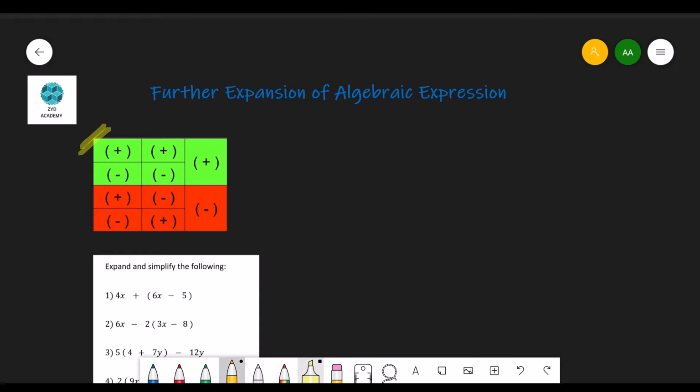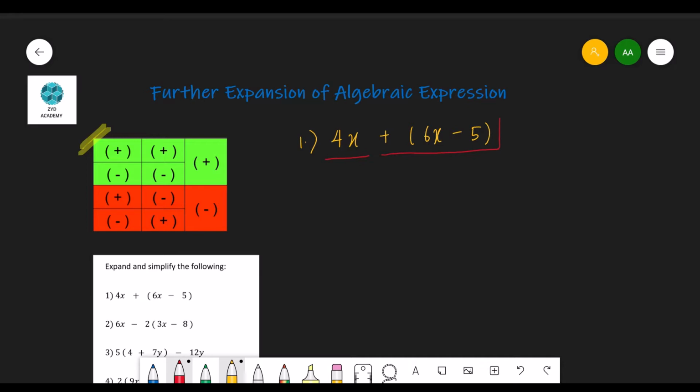So let's proceed to do example number one. Instructions: expand and simplify the following. So we have 4x plus bracket 6x minus 5. There are two parts in this question. The first part is just 4x. The second part is this positive bracket 6x minus 5.